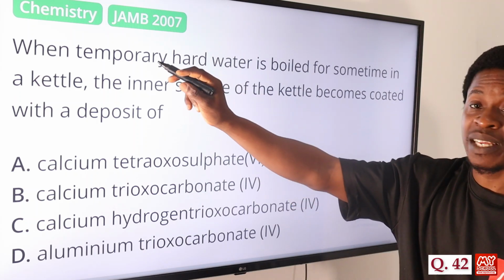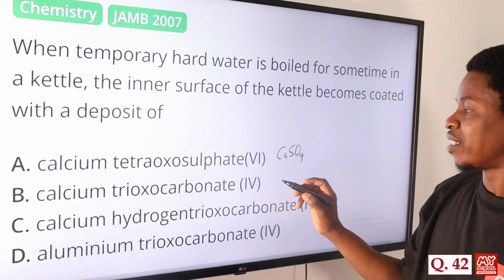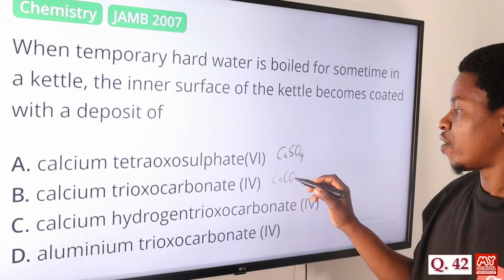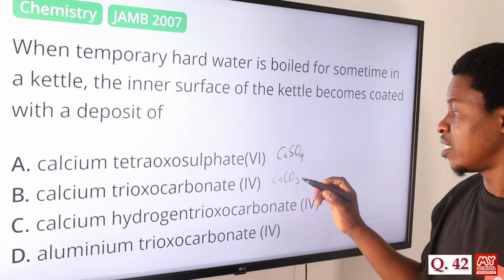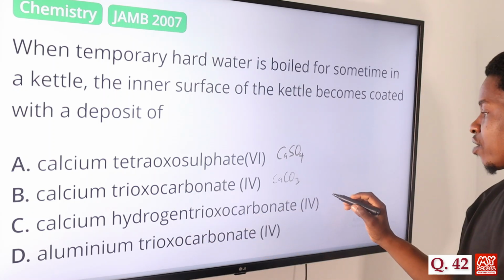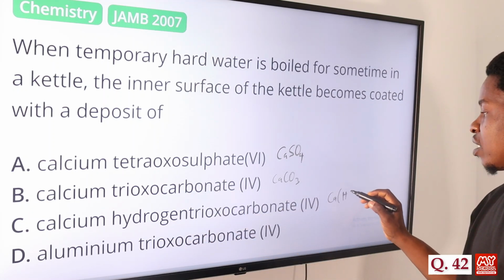It is not removed by temporary hard water. Then we have calcium hydrogen carbonate, this is CaCO3, of course. More likely that's what we got as this insoluble. We have calcium hydrogen carbonate. This will be calcium hydrogen carbonate.